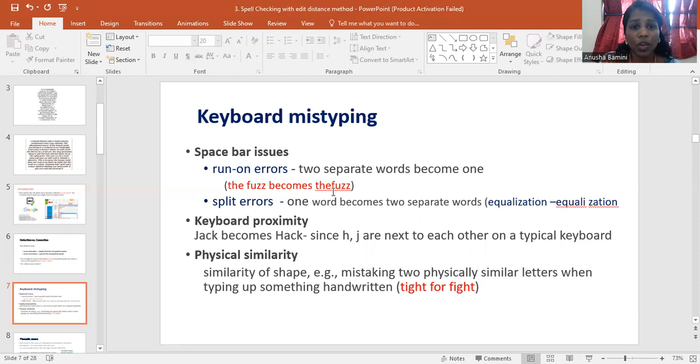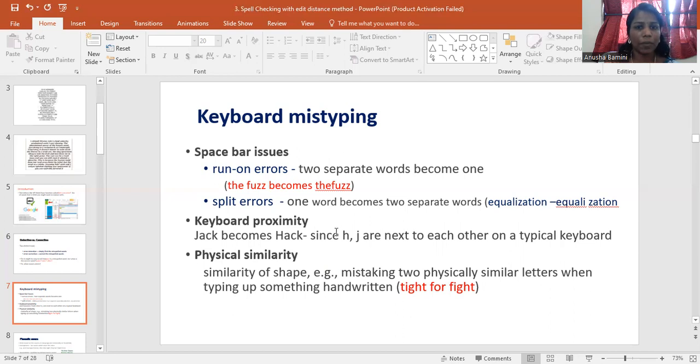I missed to give the space bar. Okay, then the second one is split error. It may be a single word, but I am typing it as two words. Okay, that is called split words. Equalization is typed as "equali" and "sation", two words. So this kind of run-on error and split error are called the space bar issues.